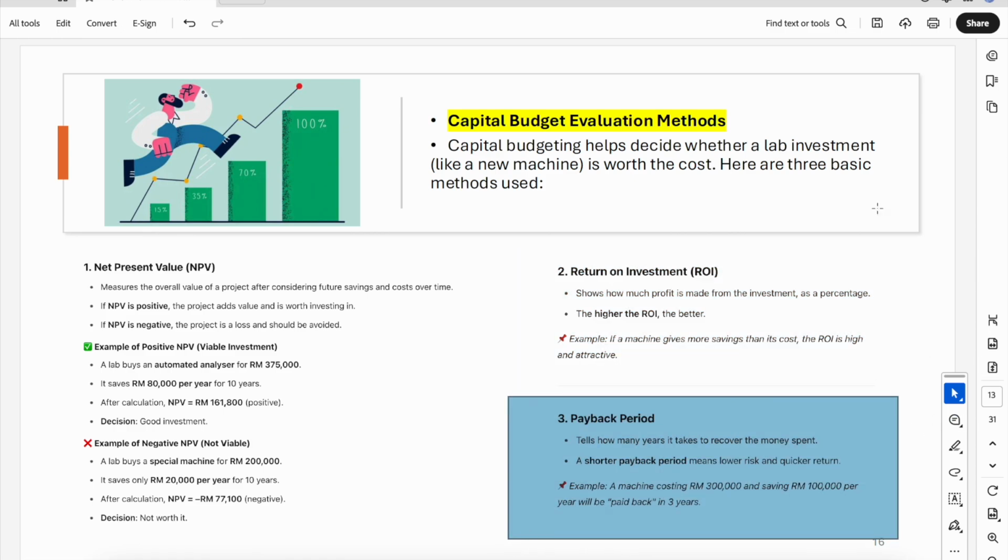Number 3, the payback period tells you how many years it takes to recover the money spent. A shorter payback period means lower risk and quicker return. For example, a machine costing 300,000 ringgit that saves 100,000 ringgit per year will be paid back in 3 years. So generally, shorter payback periods are preferred as they reduce risk.